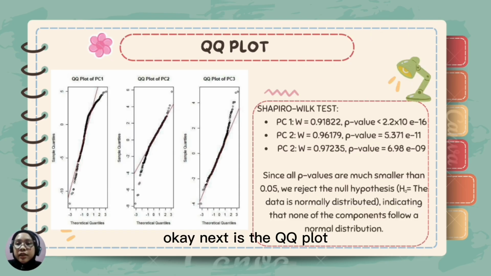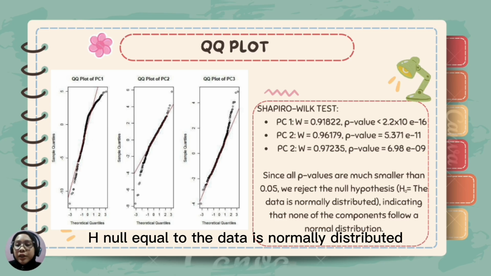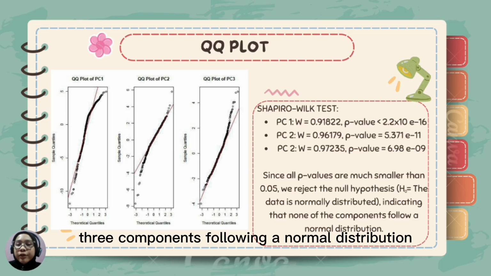Okay, next is the QQ plot. It checks if our data is normally distributed. The points deviate from the diagonal, showing the data is not normal. The Shapiro-Wilk test confirms this with very small p-values, where all the p-values are less than 0.05. So we can confidently say that we reject the null hypothesis, which is H0: the data is normally distributed. Thus, we can say that none of the three components follow a normal distribution.